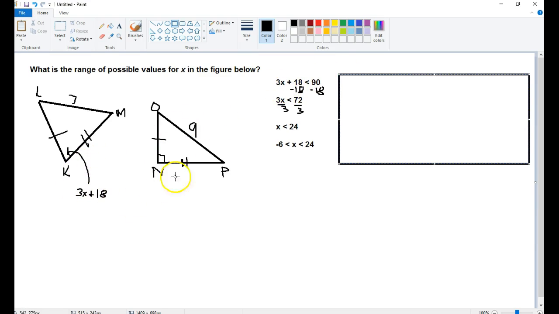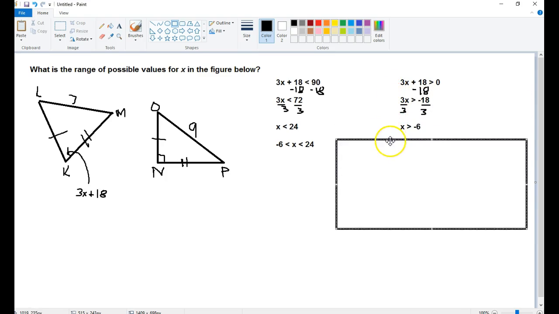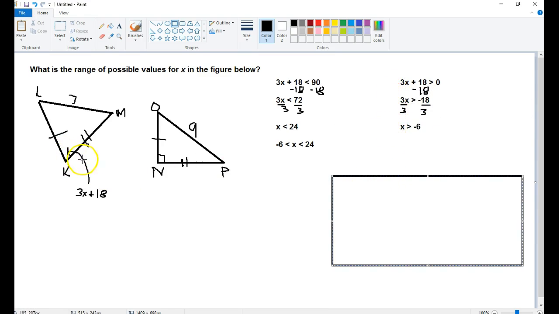We have to have this less than 90 degrees. We minus 18 on both sides, divide by 3, and then get that x is 24. Over here, we have 3x is greater than 0 because the angle has to be at least bigger than 0 degrees in order to be an angle.